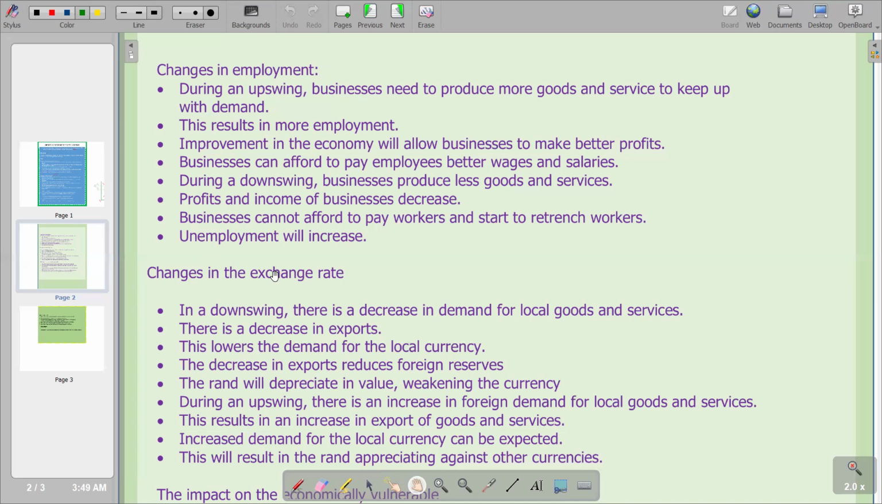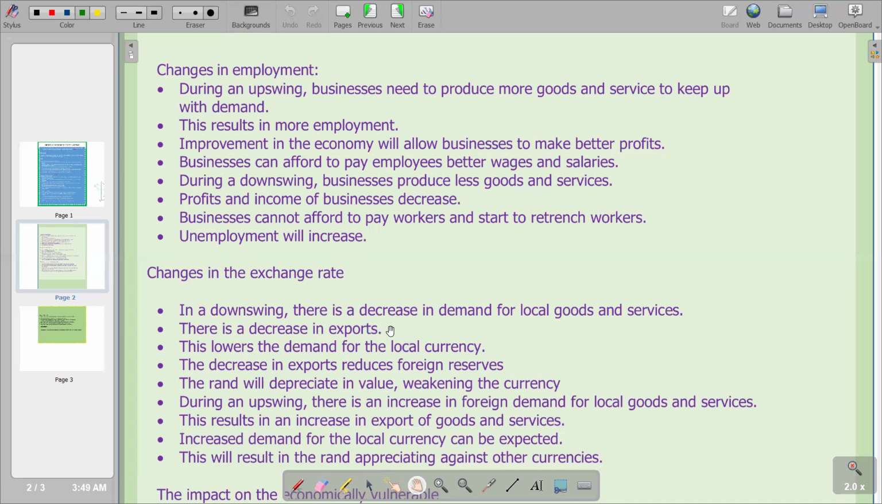So exchange rate on its own is explained as the rate at which one currency is exchanged for another. That's the basic explanation that we can give in terms of an exchange rate. Then how is it affected by economic fluctuations is the question. So those are the explanations that we have there.